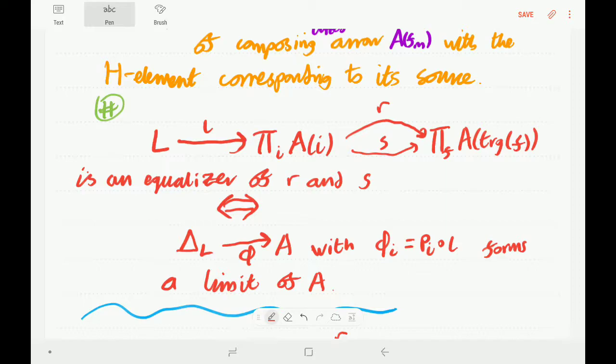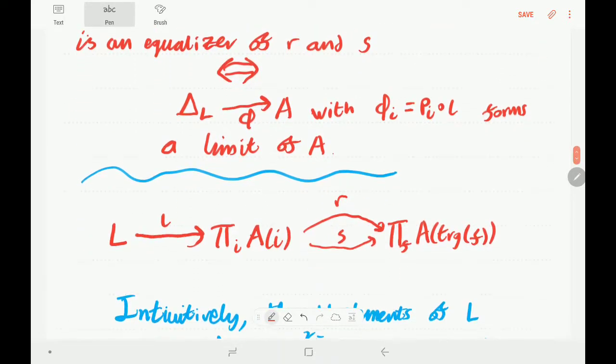Anyway, what's the claim? It's that capital L with this arrow little l into the product is an equalizer of R and S if and only if this cone with apex L, which goes to A, with arrows phi, is a limit, where phi i equals Pi after l. That's kind of just what you'd expect. That's just what a limit looks like in Set. Anyway, let's get on with actually trying to prove it.